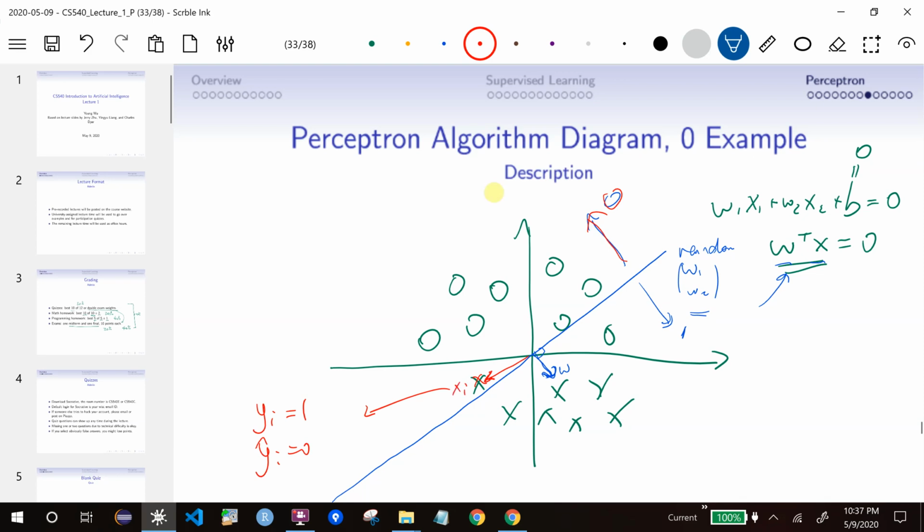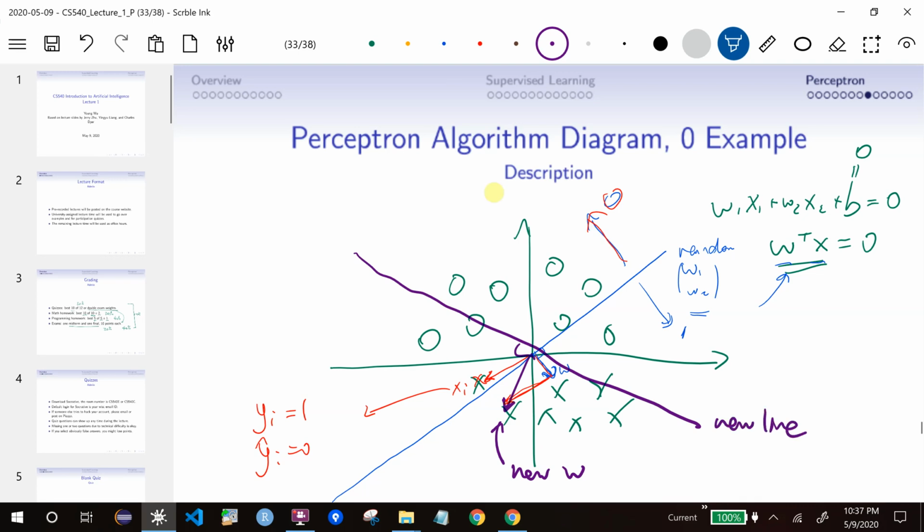So increasing w by x just means w and then move by x. So our new w will be like this. This is our new w. So note that our new w is also perpendicular to the actual line. So if we draw a line, it will be something like this. So this is our new line.